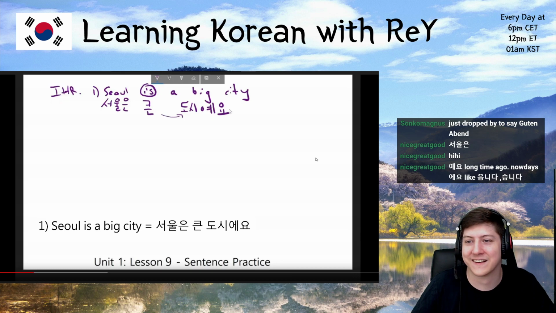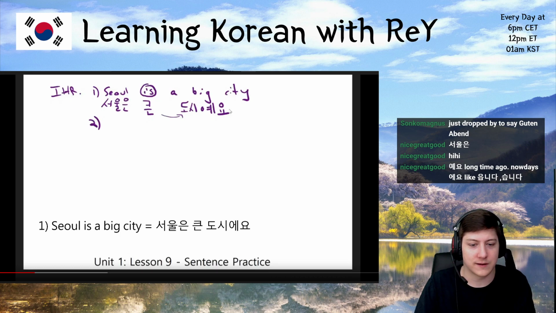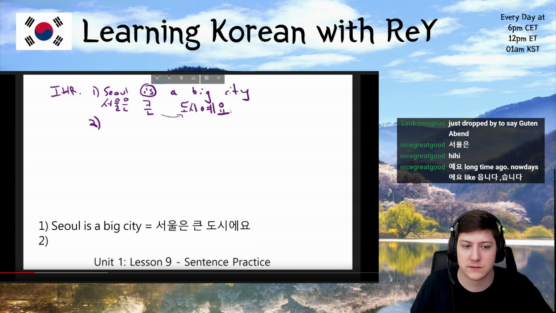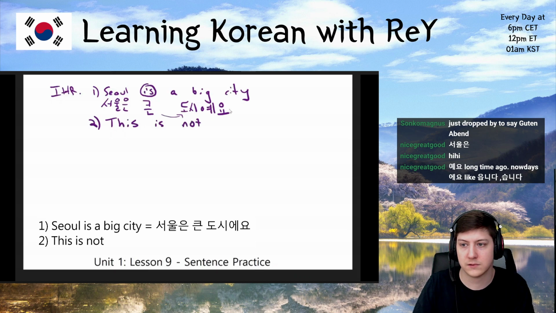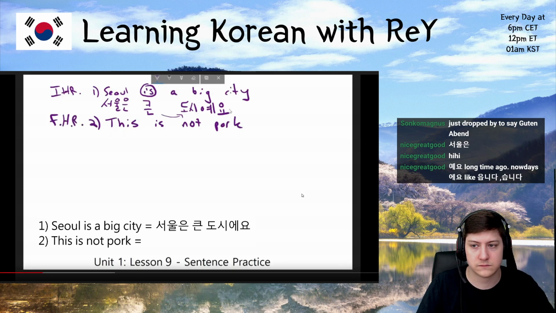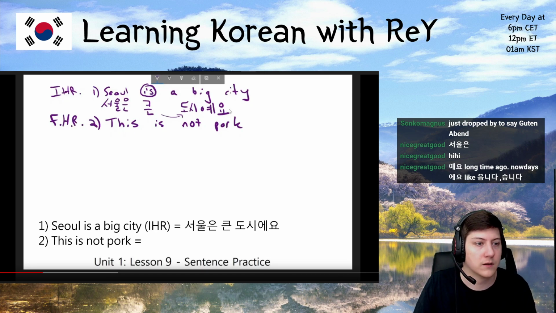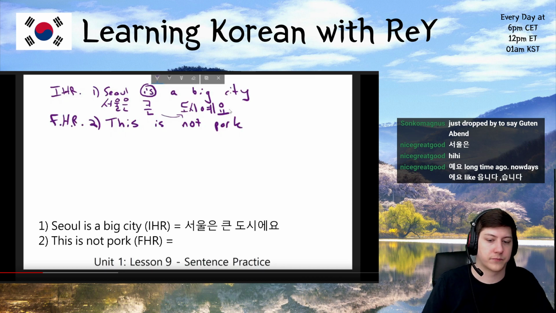The second sentence I would like you to try is, okay, we'll go to the second sentence. This is not pork. And let's conjugate this using the formal high respect form. I'll give you 10 seconds. Okay, wait, this was this, and this one is formal high respect. Okay, let's do it.